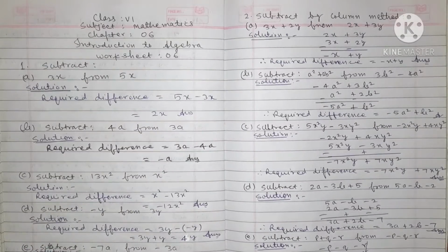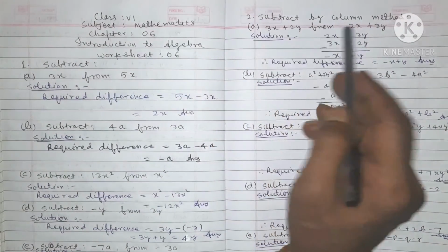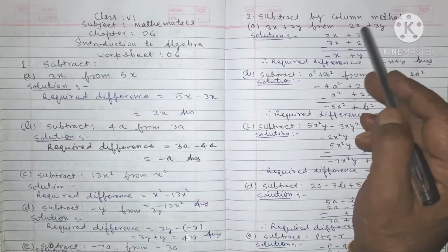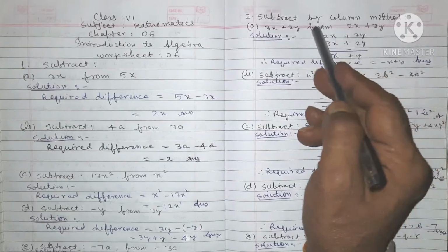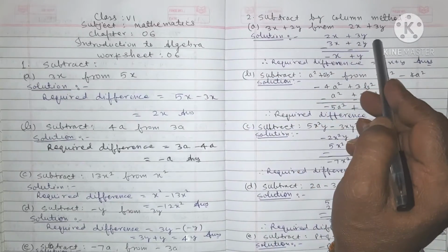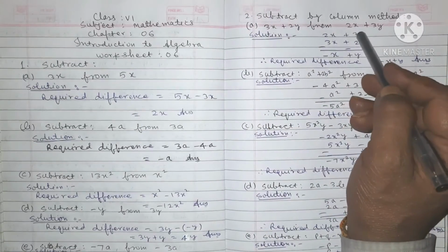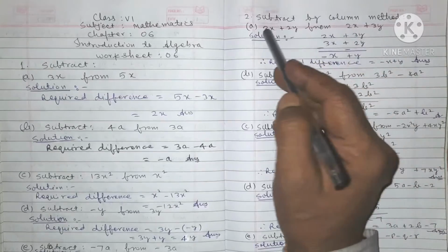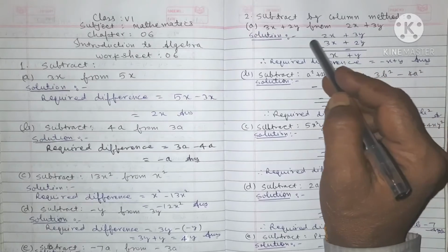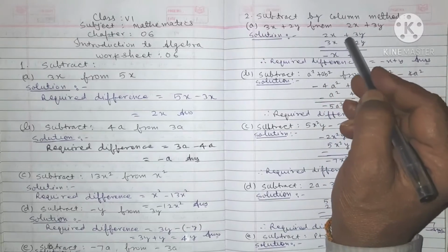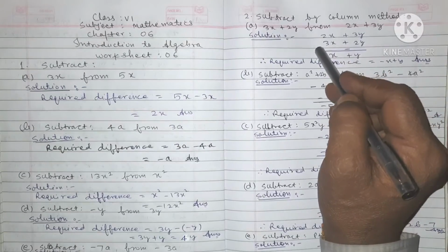Now question number 2, subtract by column method. A, 3x plus 2y from 2x plus 3y. After "from", we write in the first line. Before "from", we write in the second line. So for the solution of this question, we write 2x plus 3y in the first line and 3x plus 2y in the second line. Now we change the sign of the second line. So here 2y has plus sign, we write minus sign. 3x has plus sign, we write minus sign.